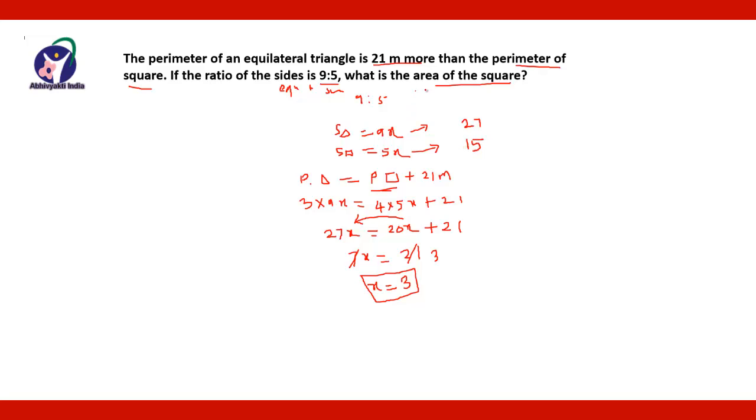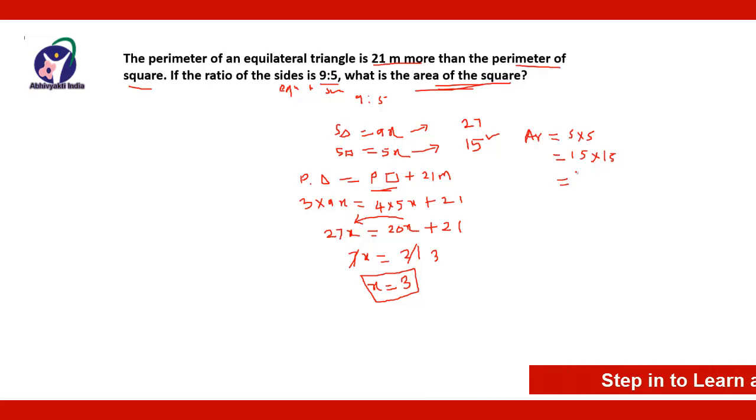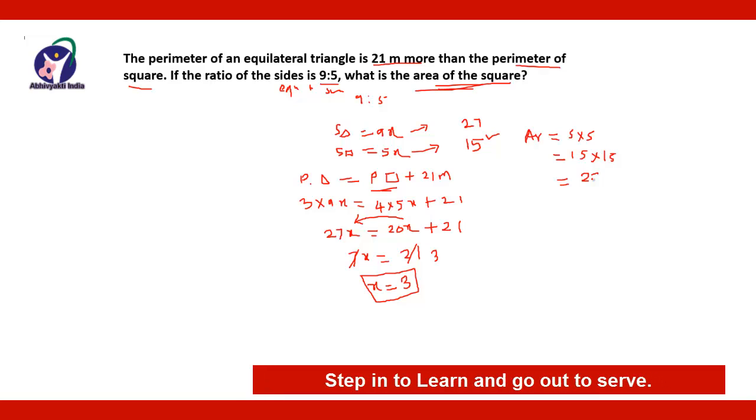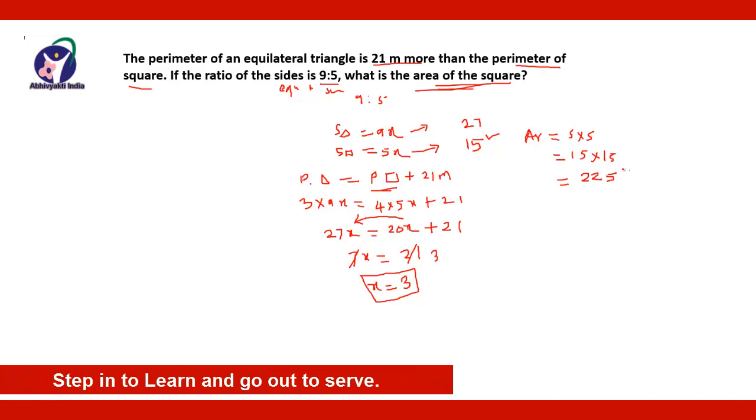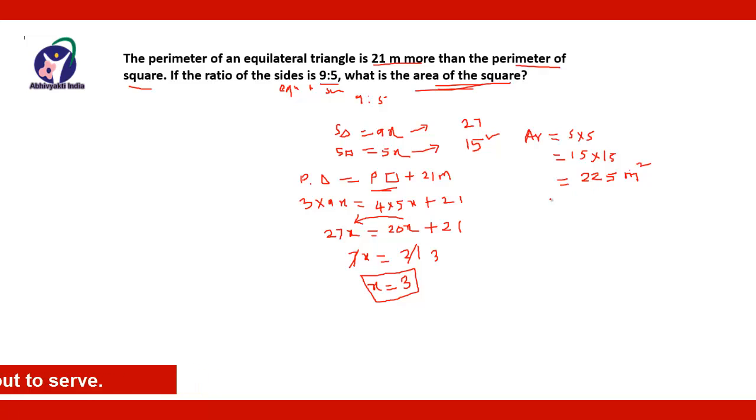Now you have to find the area of the square. So area of the square is equal to side into side. The side is 15, so it will be 15 multiplied by 15, and so it will be equal to 225 square meter. So the required area of the square is 225 square meter.